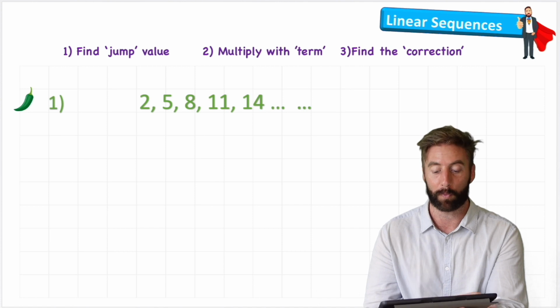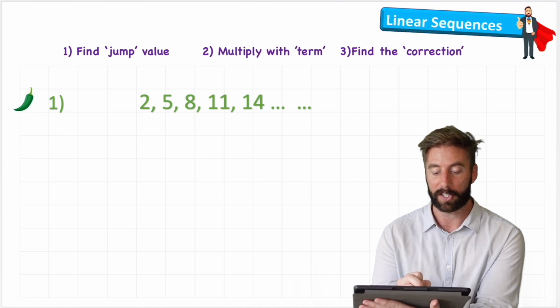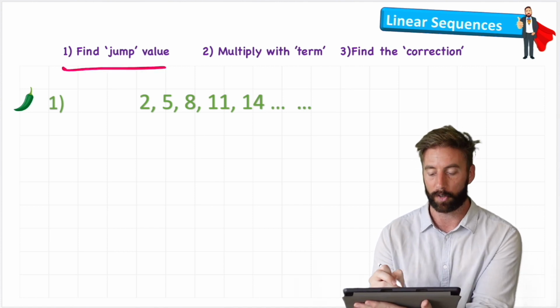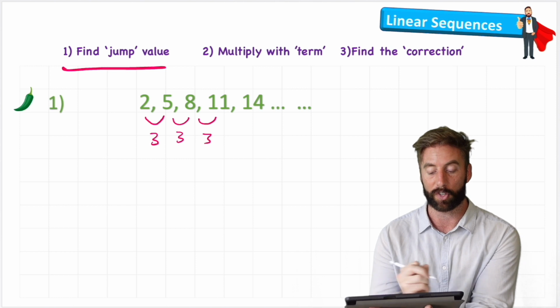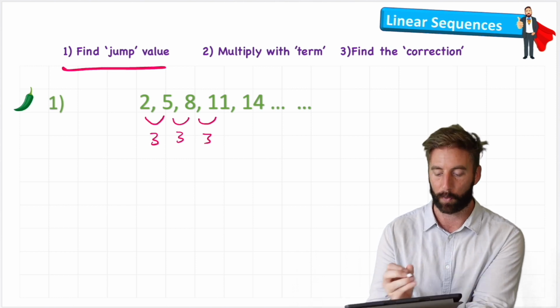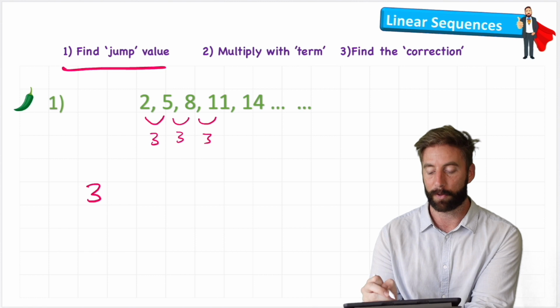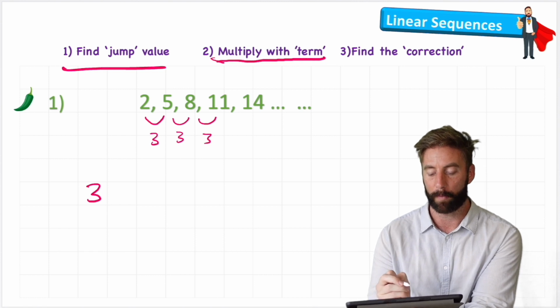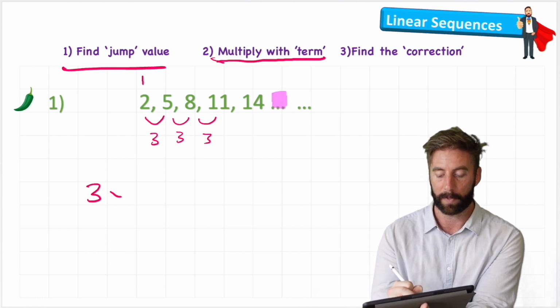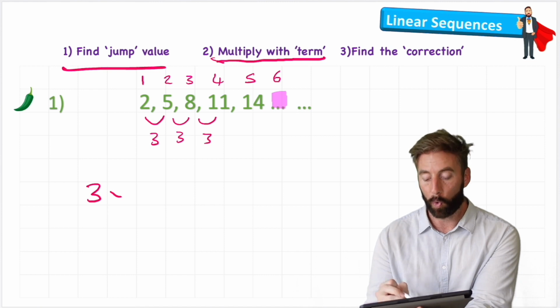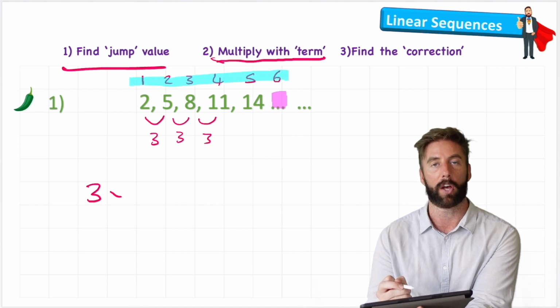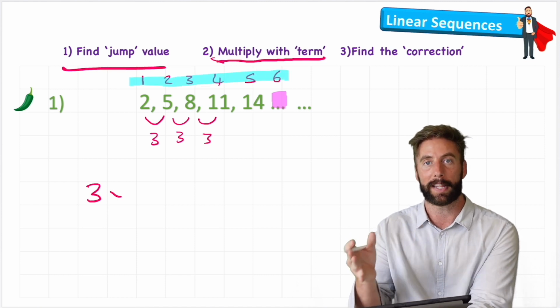Okay, let's have a look at what I mean with question 1, and let's look at step 1, finding the jump value. As we said before, the gap between 2 and 5 is 3, 5 and 8 is 3, 8 and 11 is 3, etc. So my jump value for this sequence is 3. And then it says to multiply with the term. So this will be my first term, my second, third, fourth, fifth, and then the one we're trying to find is sixth. We call these numbers up here the terms, and it just means the number in the sequence.